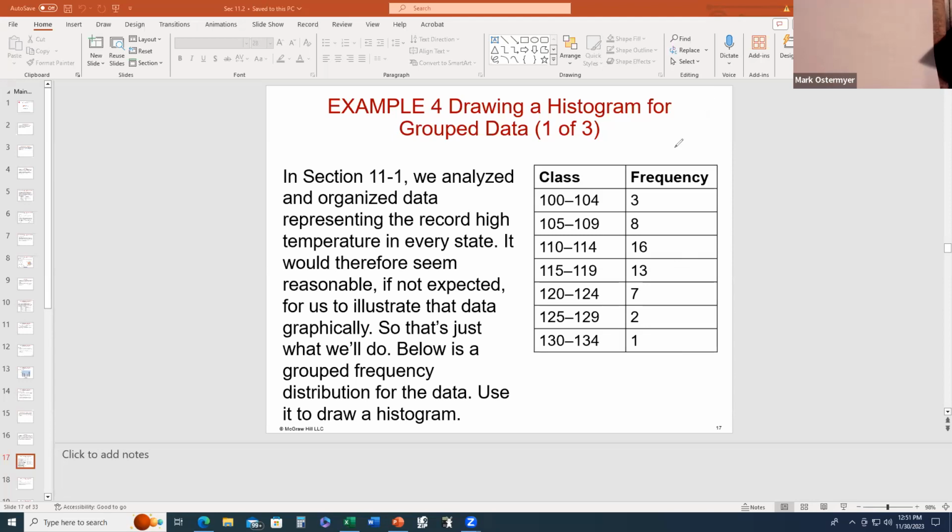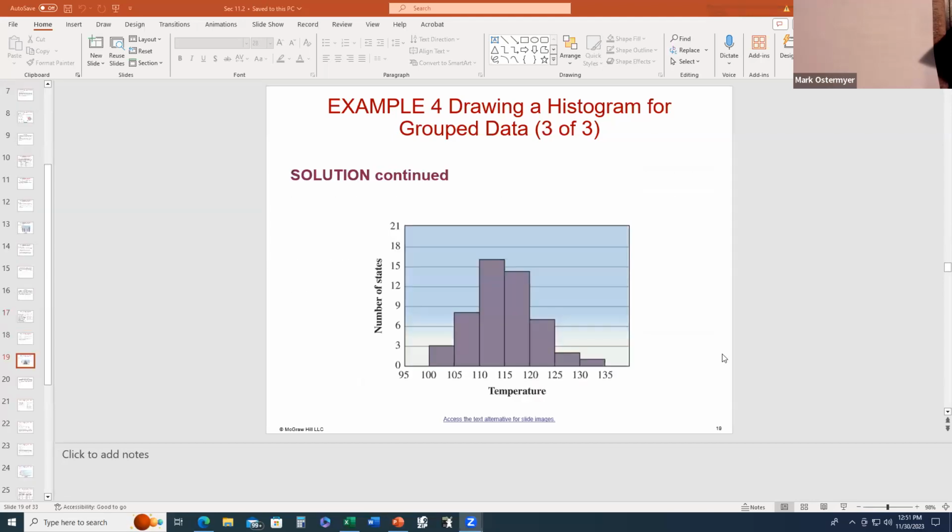Right. So let's take a look and see what this frequency histogram looks like. The vertical axis, just like with the bar graph, has a numeric scale on it. It starts at 0, and these tick marks are spaced 3 units apart. You just have to make sure that your scale on the vertical axis is adequate to encompass the largest frequency of any class. Notice they labeled the vertical axis as the number of states. The horizontal axis represents the record high temperature.